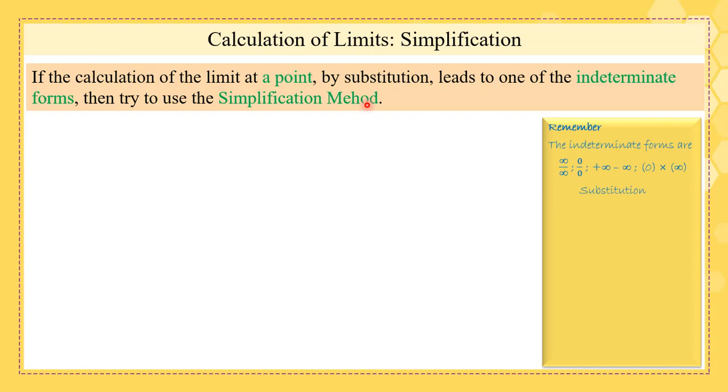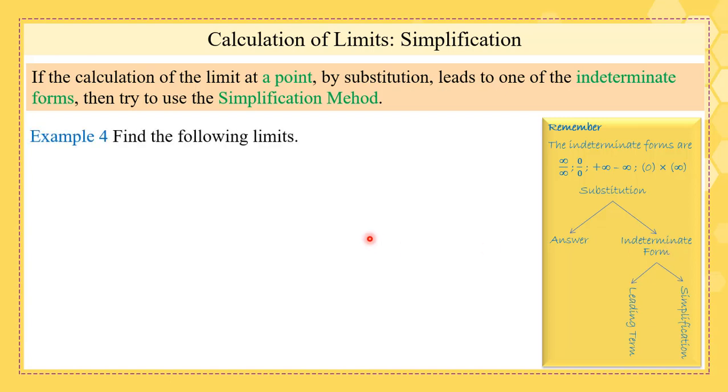Remember this procedure. We have to substitute first. We might get the answer, or we might get an indeterminate form. In case we have an indeterminate form, we either use the leading term method or the simplification method. Let's see what we mean by the simplification method.